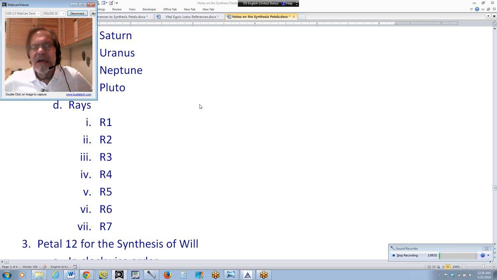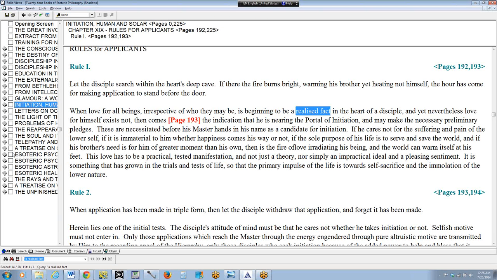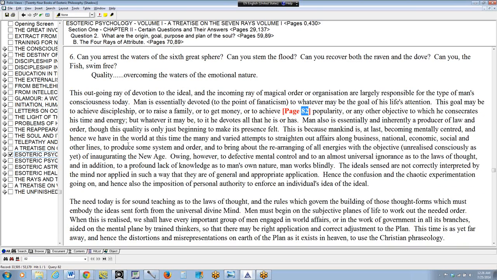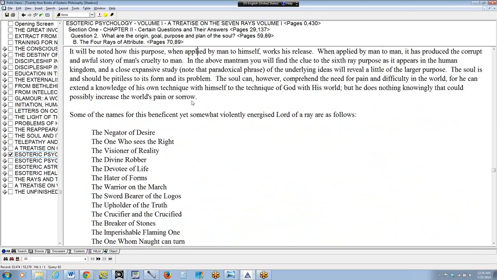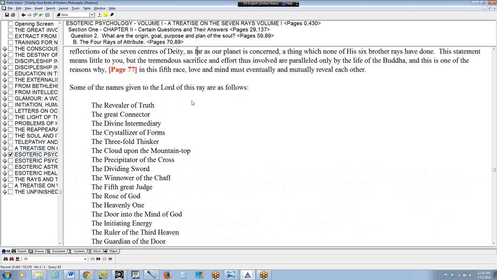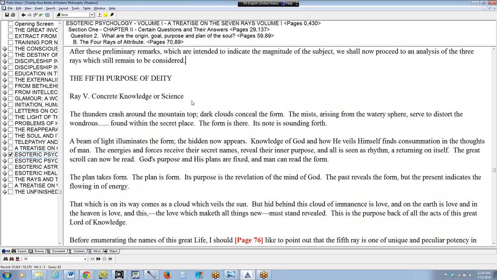When we look in Esoteric Psychology 1, all about the cloud on the mountaintops, I just have to read the last line of a couple of lines of this Ray 5 stanza to show you how closely it is related to Ray 2. Let's see, I think I went a little far. That's negative desire. Okay, here it is. We're getting into the fifth purpose of deity. Beautiful stuff. And let's see, here it is.